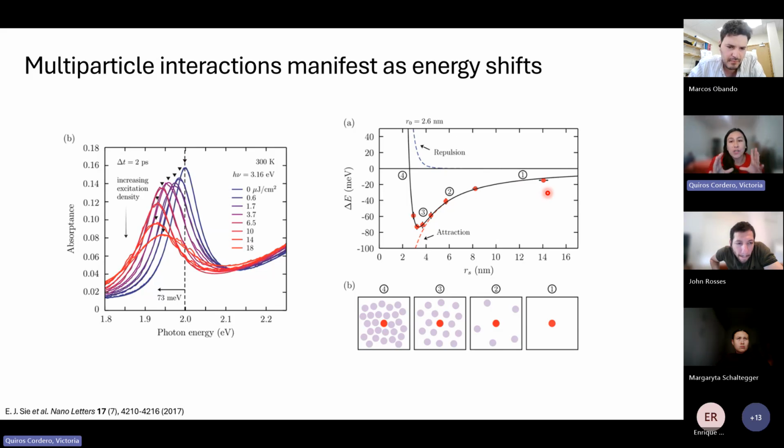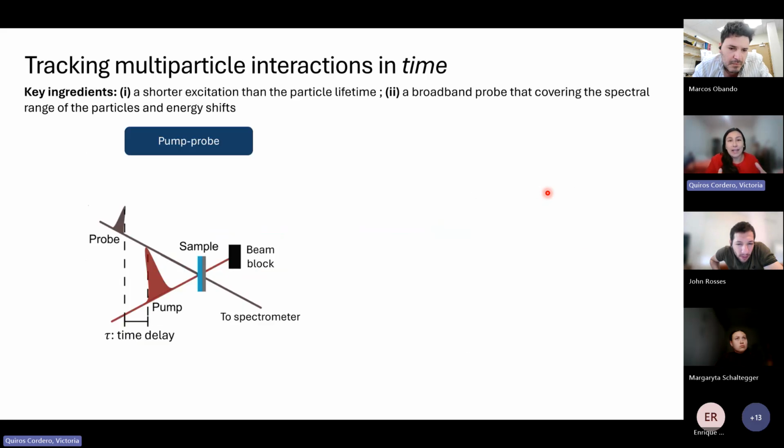I'm making this point because the first way to track multi-particle interactions in time is to make use of this observable and track this energy shift in time before we put in our spatial variable. So one of the most common techniques is pump probe, in which you come with an ultra-fast pump, you excite your sample, create all these quasi-particles, and then you come with a probe that will just be there to sense these energy shifts around.